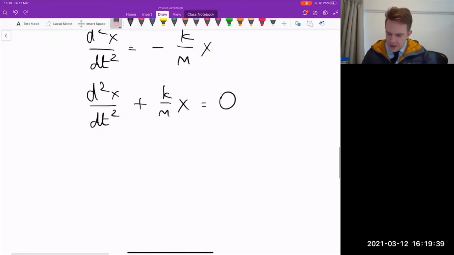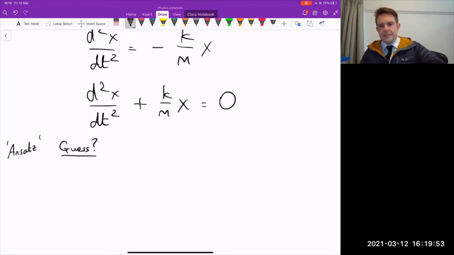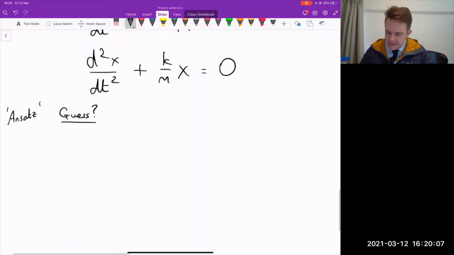But what if you were to guess a solution, right? Let's just guess. This is a legitimate strategy sometimes. Often you'll hear this called an ansatz, which is a German word. It means a kind of a guess, a hypothesis. So let's guess the solution is x equals a sine, right? We've guessed that.